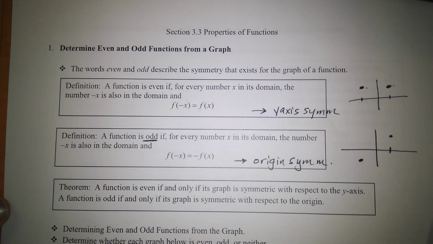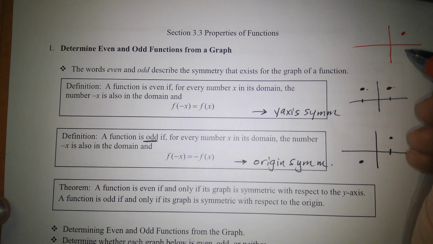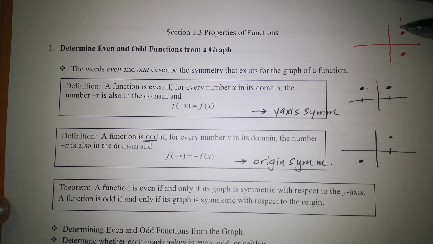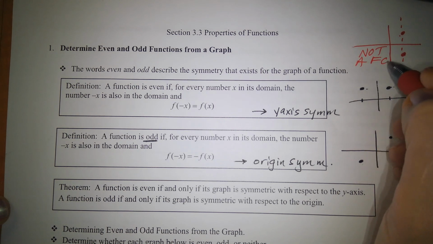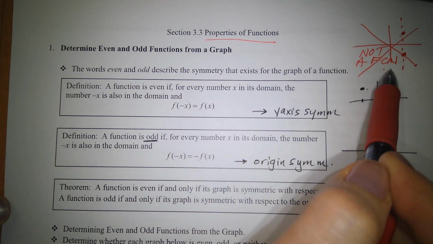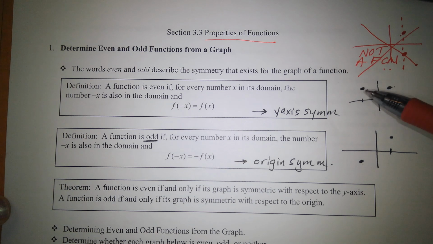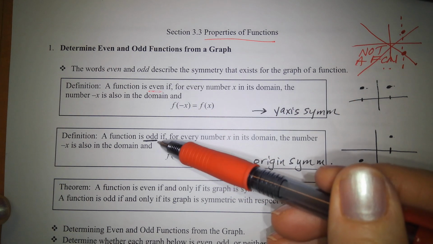Notice we do not discuss x-axis symmetry. The reason is that if I have a graph with one point here, and it had x-axis symmetry, the other point would be down here. The question becomes, is this a function? Remember the vertical line test. A vertical line that passes through a graph more than one time means it is not a function. So any graph that has x-axis symmetry is not a function. Therefore, we don't discuss x-axis symmetry when dealing with functions. We're only going to talk about y-axis symmetry, which indicates an even function, and origin symmetry, which indicates an odd function.